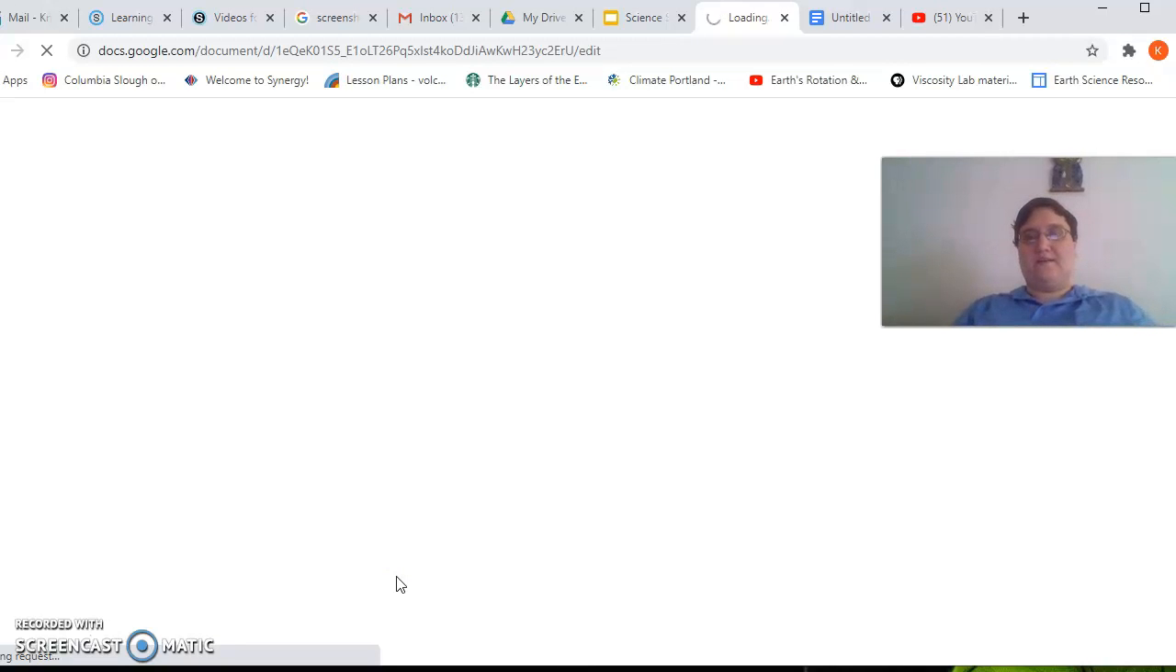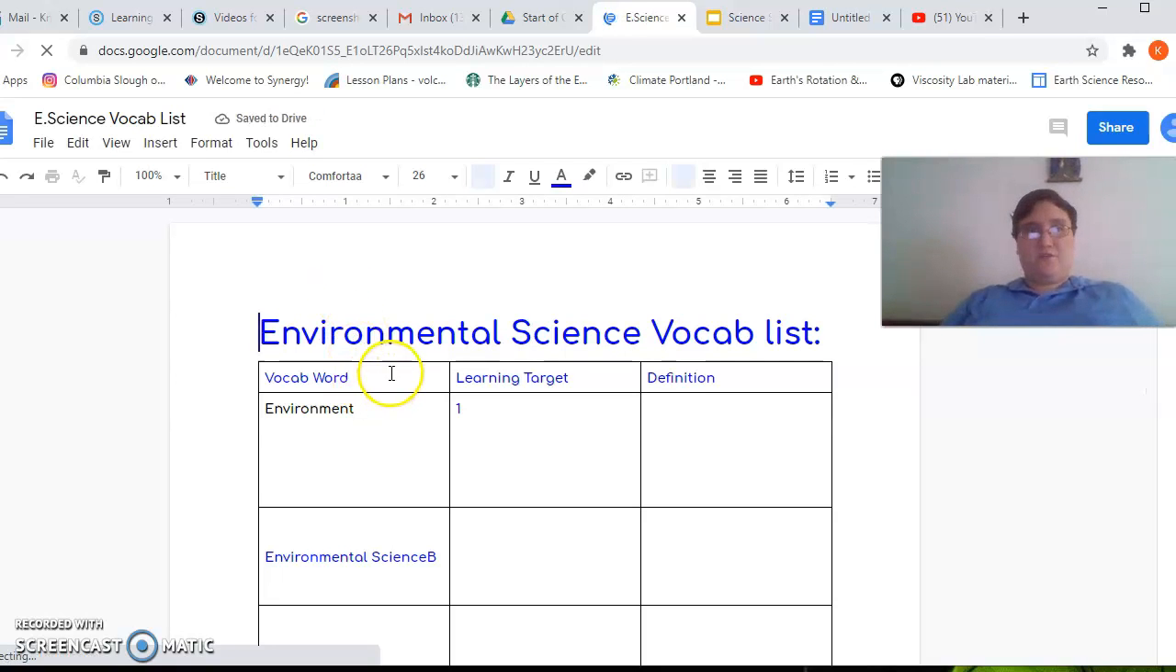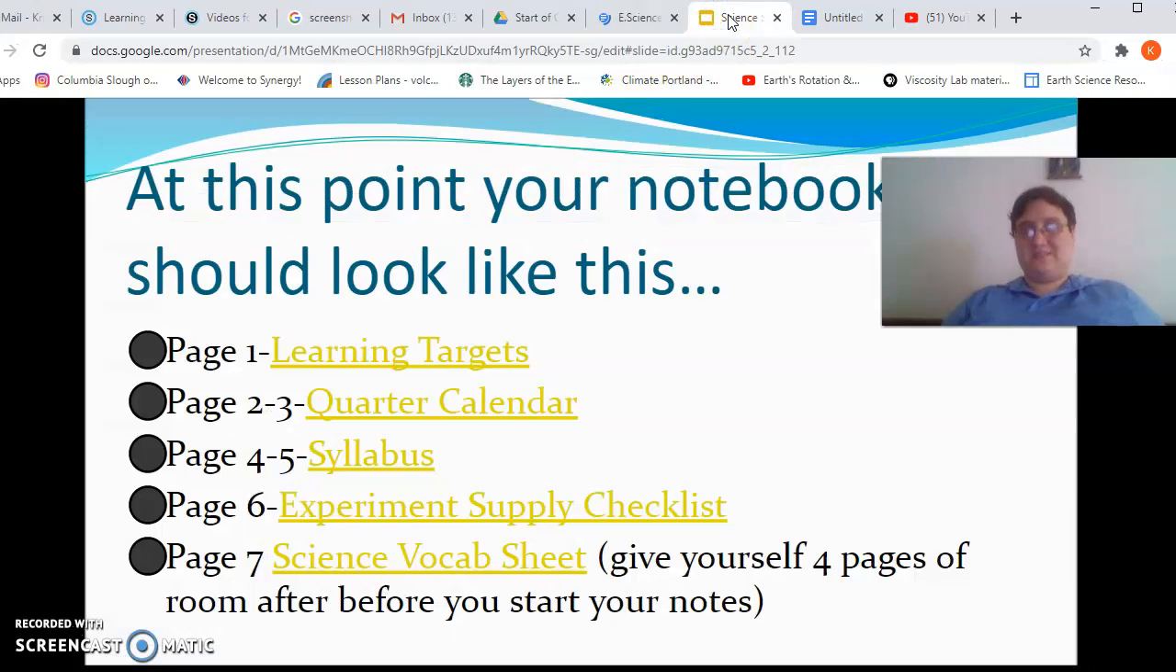Here's your environmental science vocab list. The first vocabulary word of the quarter is environment. It's for learning target 1. You're going to write down the definition straight from the slide.